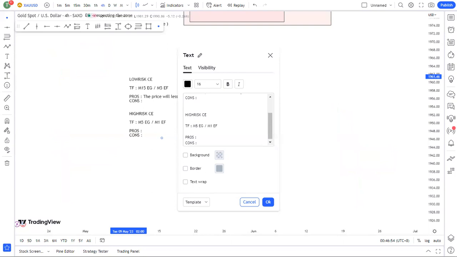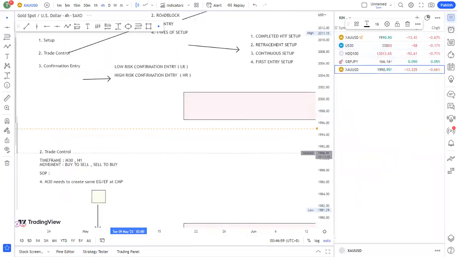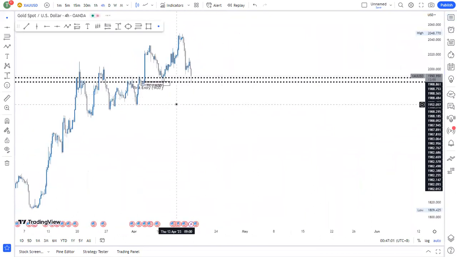So let's see it in the chart, because the chart speaks universally. Let's look at the chart. Oh, so many layers.